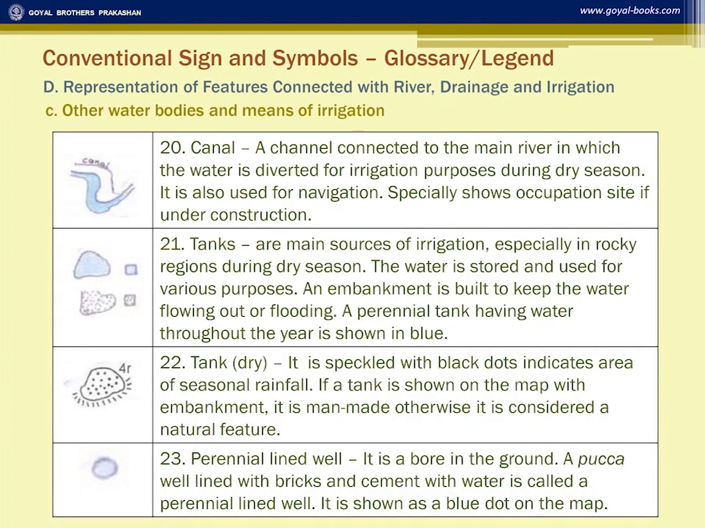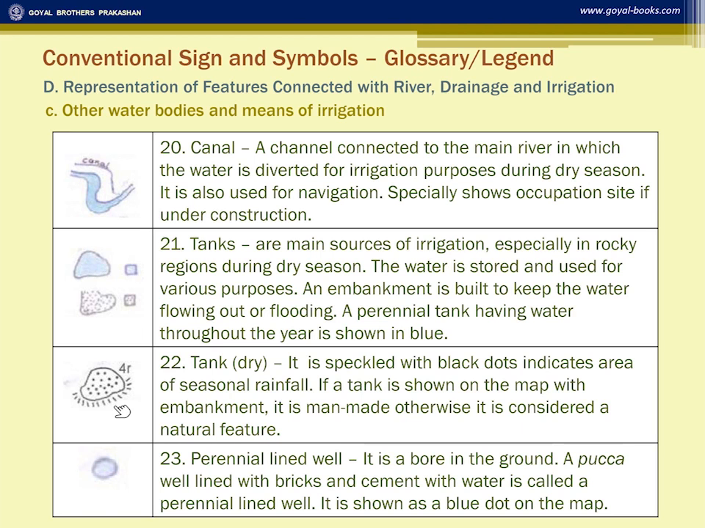Then canals, tanks, dry tank, perennial lined well, all these features are shown by various symbols as you can see here. Especially the dry tank along with the embankment shows that it is speckled with black dots with embankment, which shows that the area is generally dry, or the area receives seasonal rainfall because the tank is dry. Generally, it is taken as one of the causes.